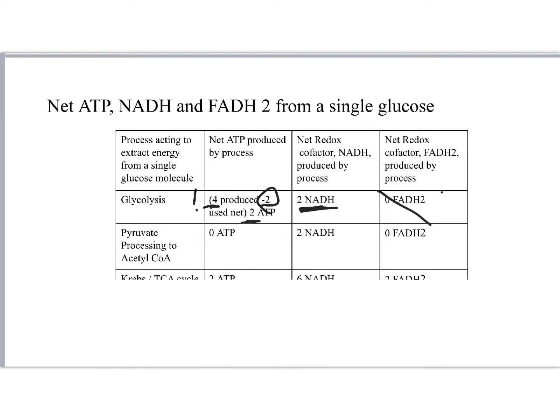But we did not get any FADH2. None of that in glycolysis. Pyruvate processing gave us no ATP. Oh, that's a bummer. But what it did give us is 2 NADHs, so they're charged up and ready to go, ready to transport. But again, no FADH2. That means we're still waiting to see FADH2 come up, right? We're still waiting on that one.